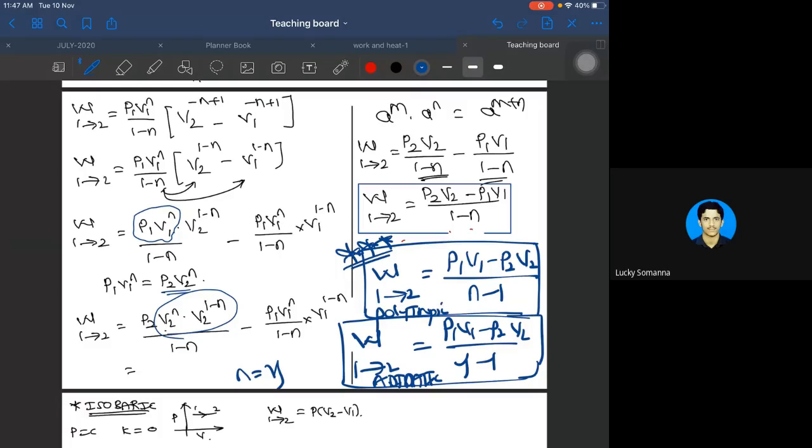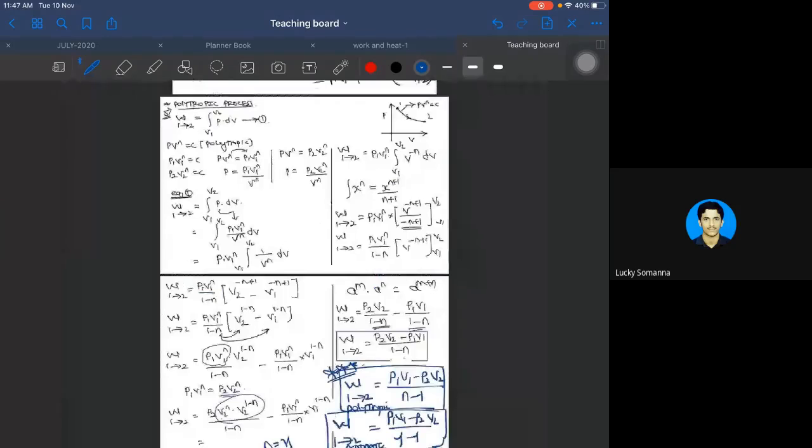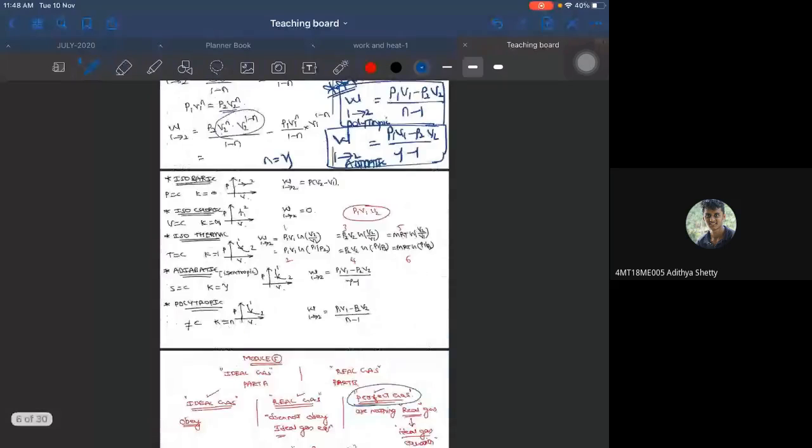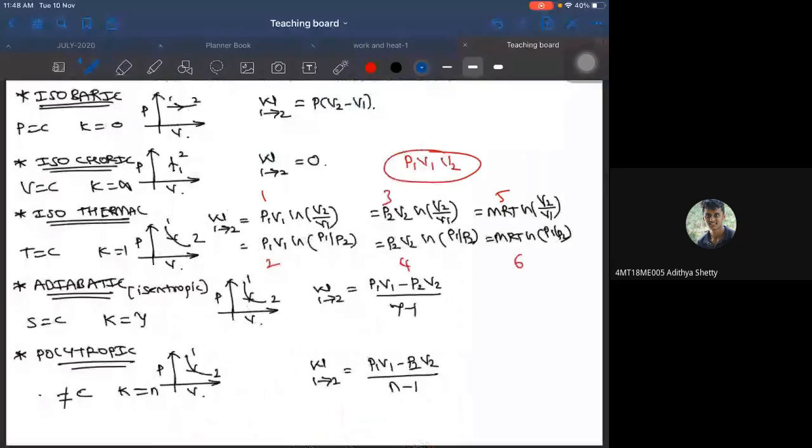So these two are the work done expressions for the polytropic as well as for the adiabatic. If the question is asked for the adiabatic, in this entire derivation, what you are supposed to do is replace n with gamma, treating it as an adiabatic process. Any doubts in this particular derivation, guys? Any doubts? No, sir.